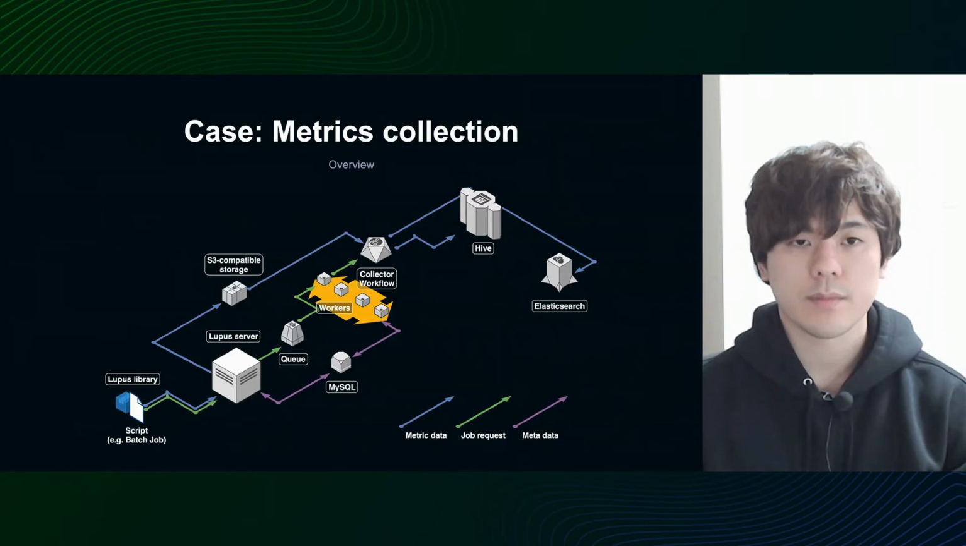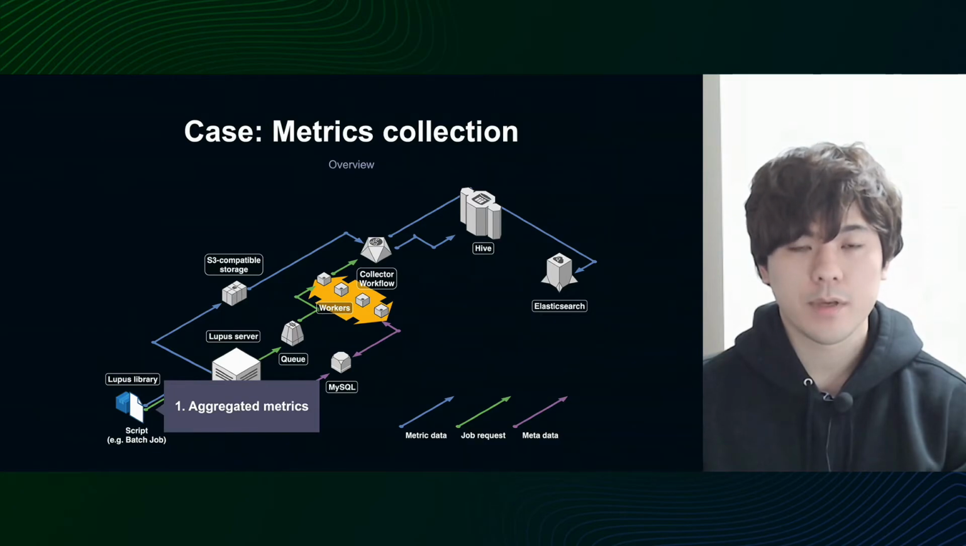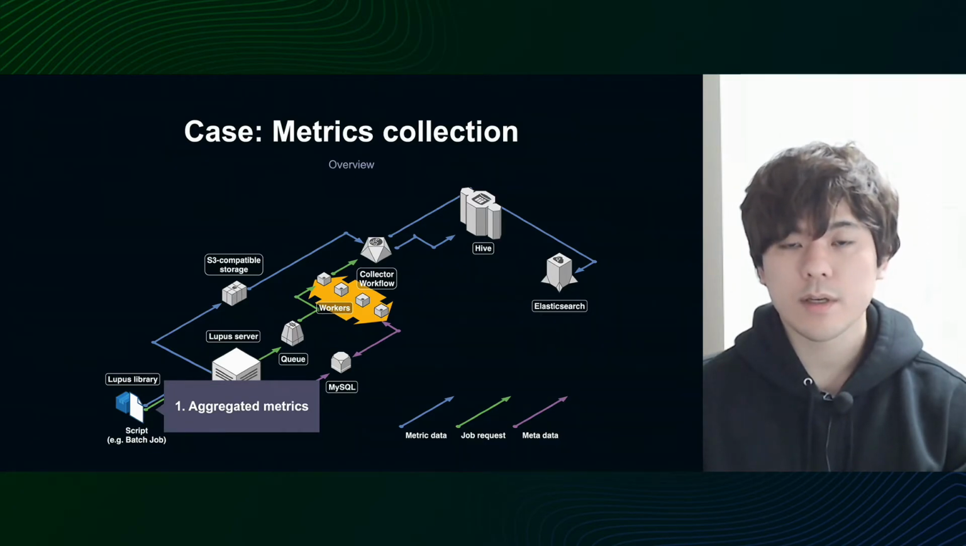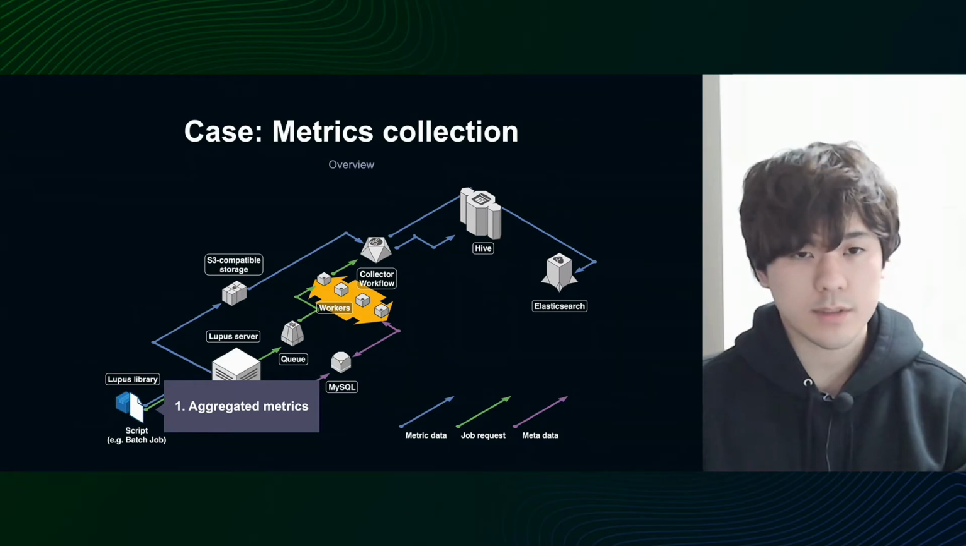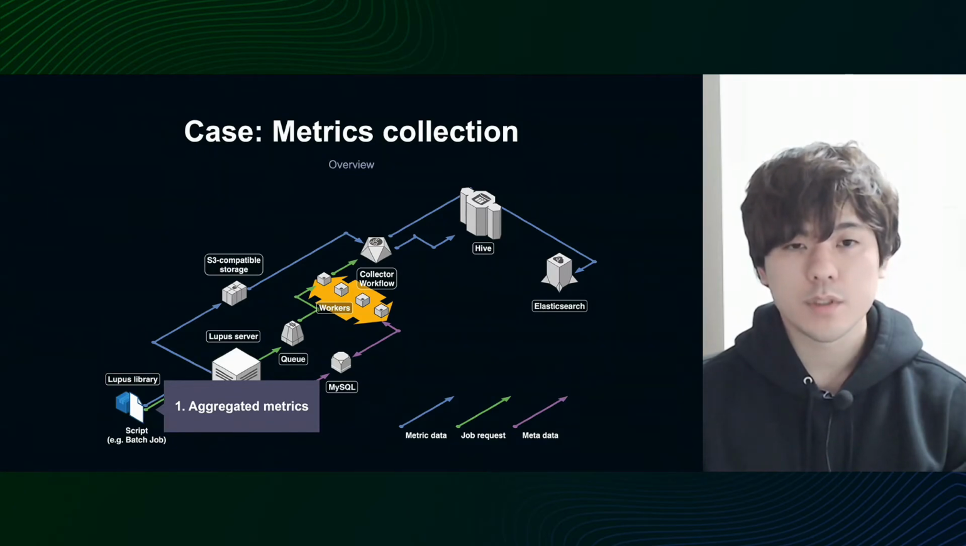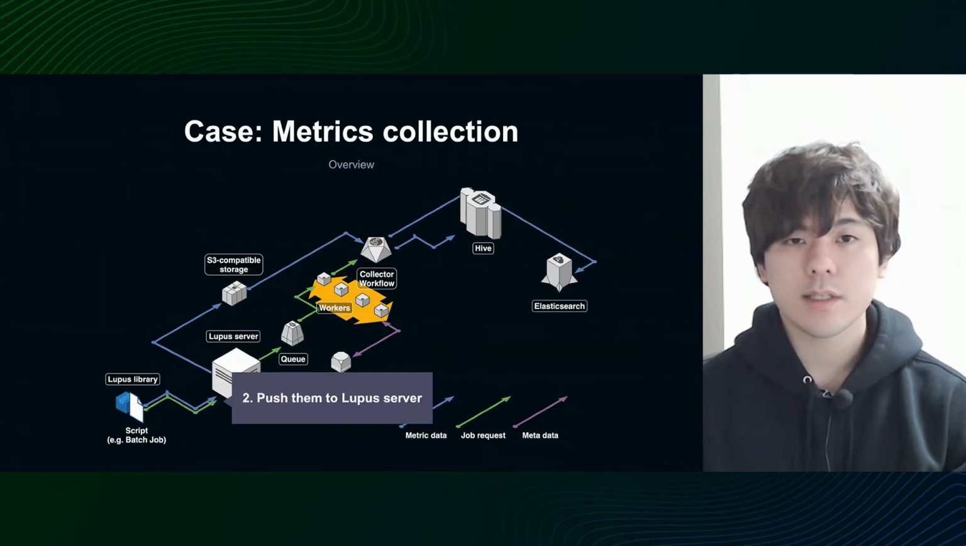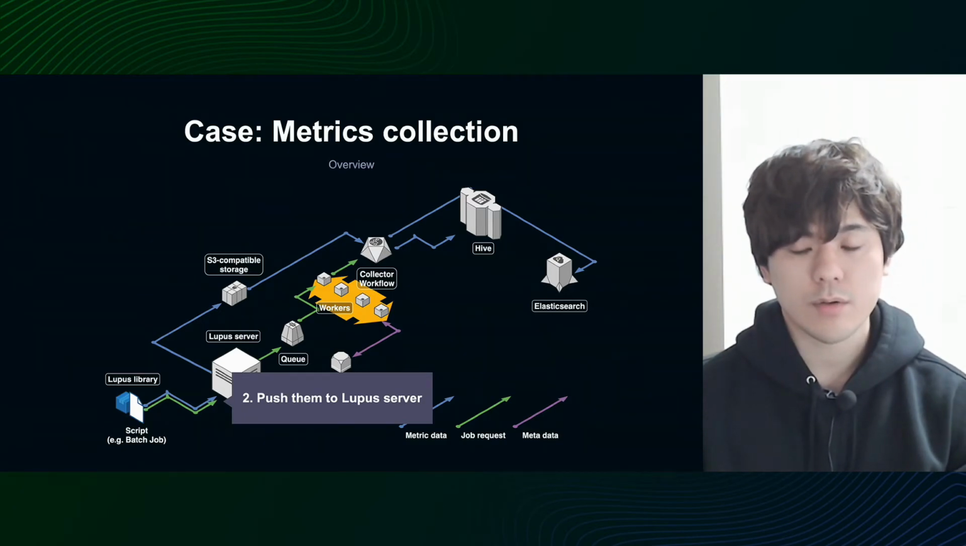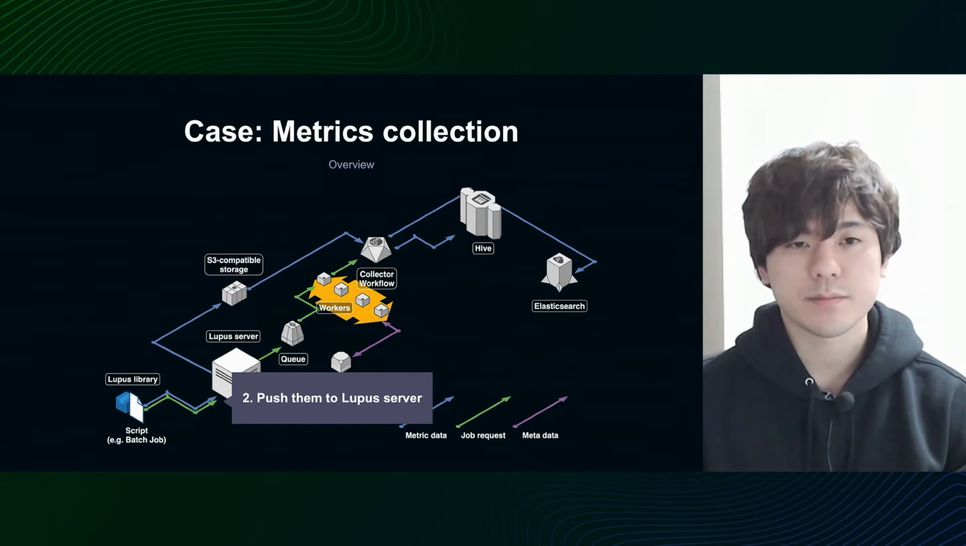This is the flow of metrics collection. First, the user calculates the metrics they want to collect. This step can be done efficiently by using the Lupus library as described earlier. Of course, you can also calculate your own metrics. The next step is to send the collected metrics to the Lupus server. The library has a client class for the API, so it is easy to send them. This is all the user has to do, and it can be as little as 10 lines of code.